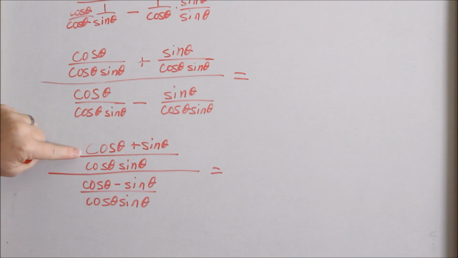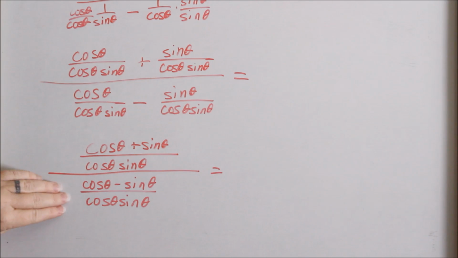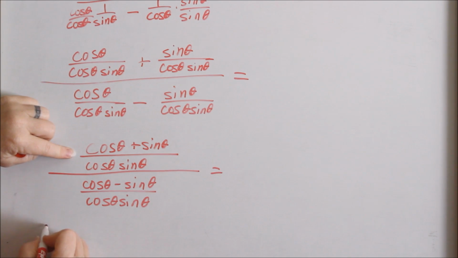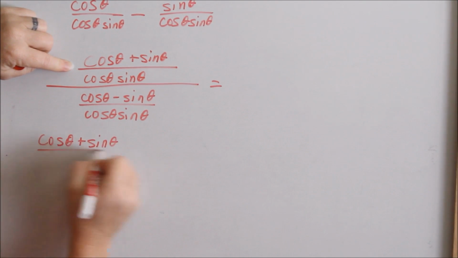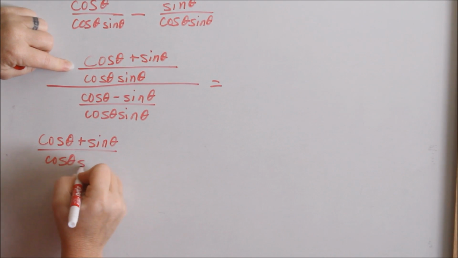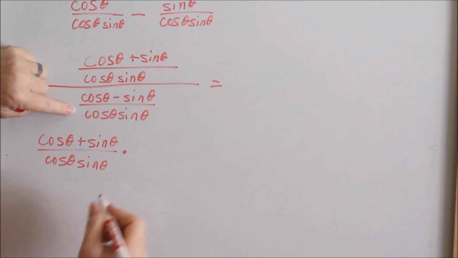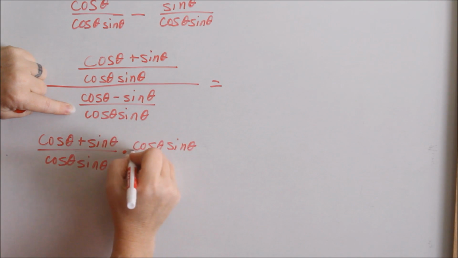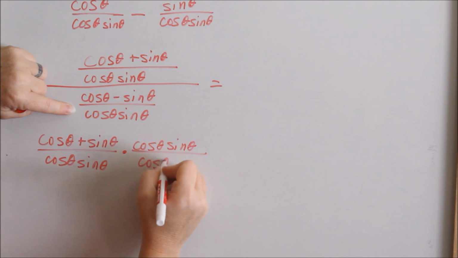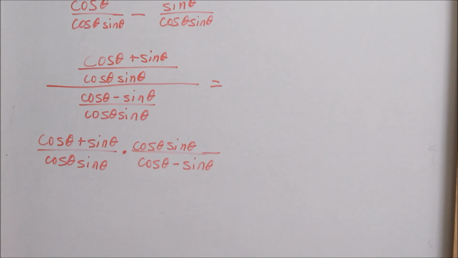Now that we have simplified the top and we have simplified the bottom, we have a fraction divided by a fraction. How do we divide fractions? We flip the second and multiply. So, rewriting the first one, and then flipping the second one and multiplying. I'm going to flip this one to where this now becomes the numerator, and my cosine theta minus sine theta becomes my denominator.